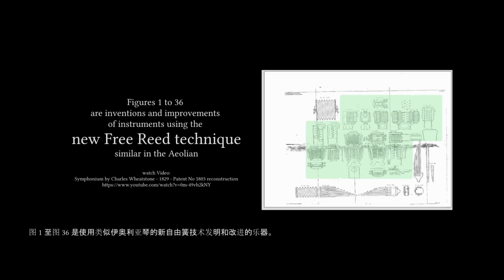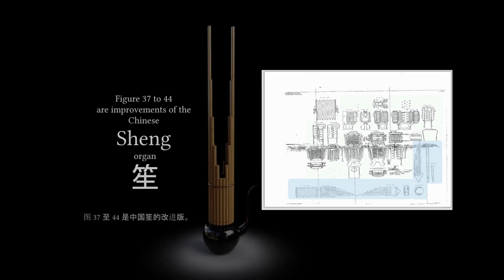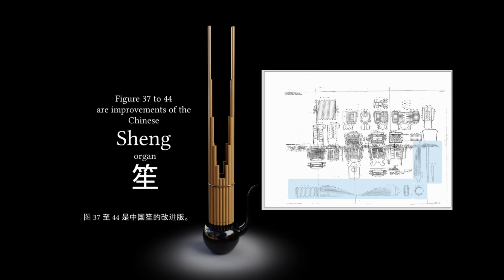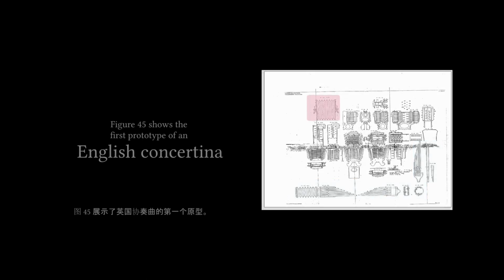Figures 1 to 36 are inventions and improvements of instruments using the new free reed technique, similar to the aeolian. Figures 37 to 44 are improvements of the Chinese musical instrument Sheng. Figure 45 shows the first prototype of an English concertina.